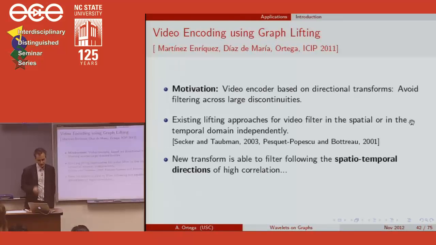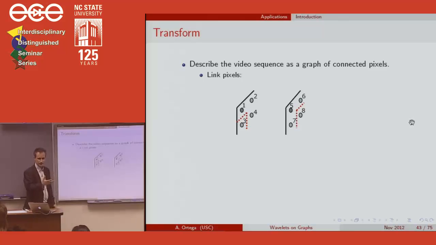Okay, so the first example, going back to my distant past on video encoding, is some work with some colleagues in Madrid, where we were looking at video encoding that allows some kind of directional transformation. Typically there have been lifting-based filtering operations, but they tend to apply the filtering independently in space and time. And so we wanted to see what could be done if one would want to deal with space and time at the same time. Okay, and so, as I said, start by defining the graph.